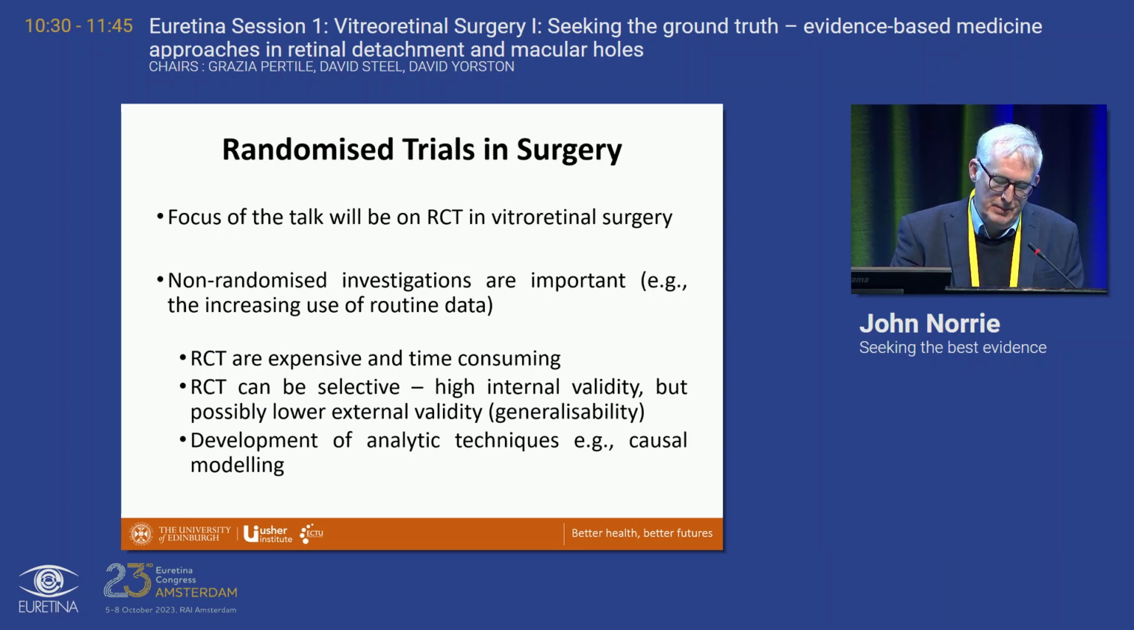As I say, non-randomized investigations are very important, and there are massive difficulties with randomized trials. They're expensive, they're time-consuming, they can be very selective in terms of the patients that are included. Very often, as methodologists, we say these designs have high internal validity, but possibly a much lower external generalizability.